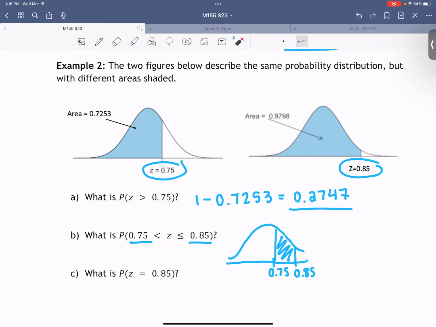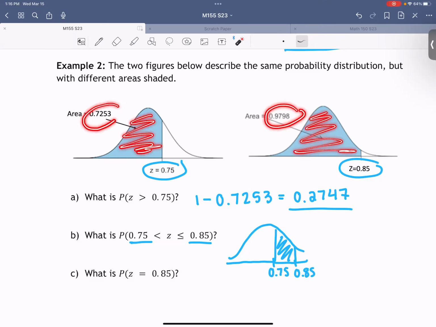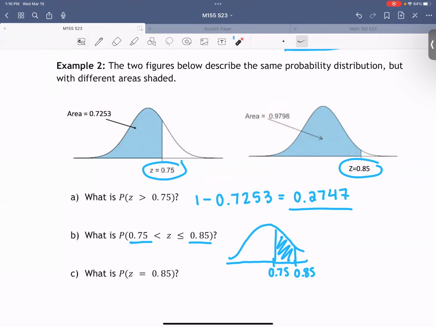Any ideas on how I could get that area? Well, the probabilities for each, but perfect, right? So Andrew was like, okay, I know the probability of 0.85 is this. I know the probability of 0.75 is this. So what if I subtracted them? Does that kind of make sense? Is that what you're saying? Well, if you subtracted the actual numbers, you would get the difference between the z values themselves, but we're actually asking about the probability.